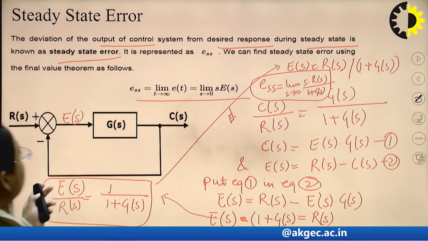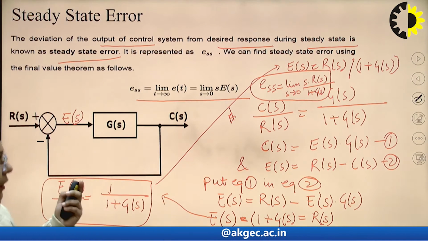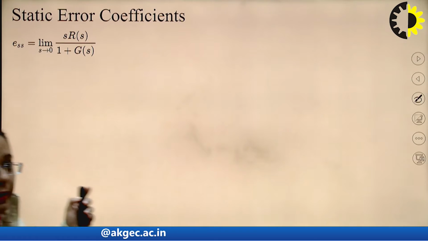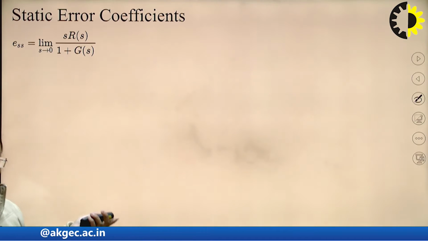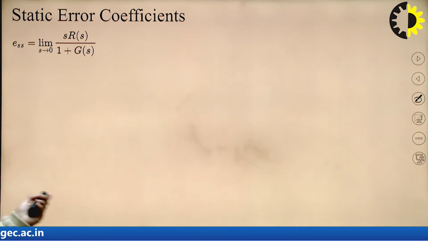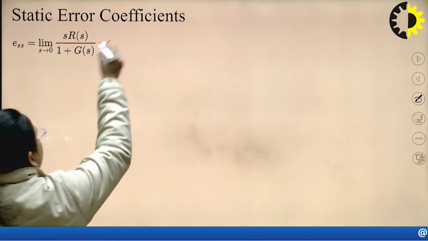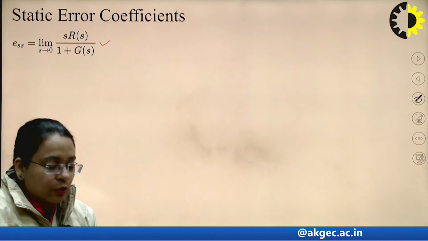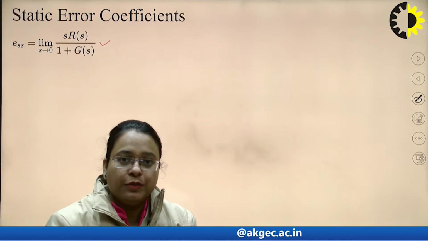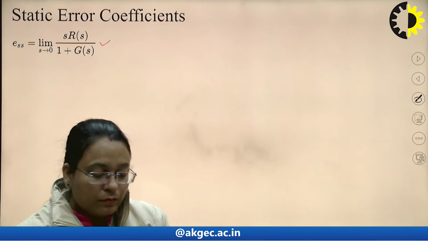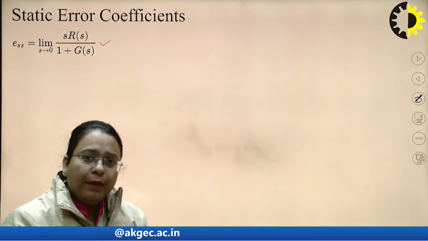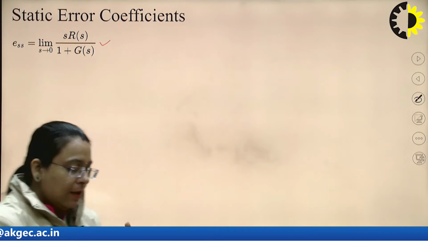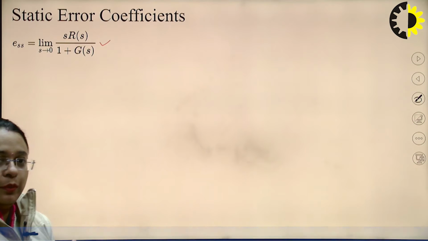Since the steady state error comes during the steady state, the coefficients of steady state error are also called the static error coefficients, right? This is the steady state error that I calculated in the previous slide. So let's calculate the static error coefficients. These are the positional error coefficient, ramp error coefficient, and the acceleration error coefficient, and these are specified for a particular input.